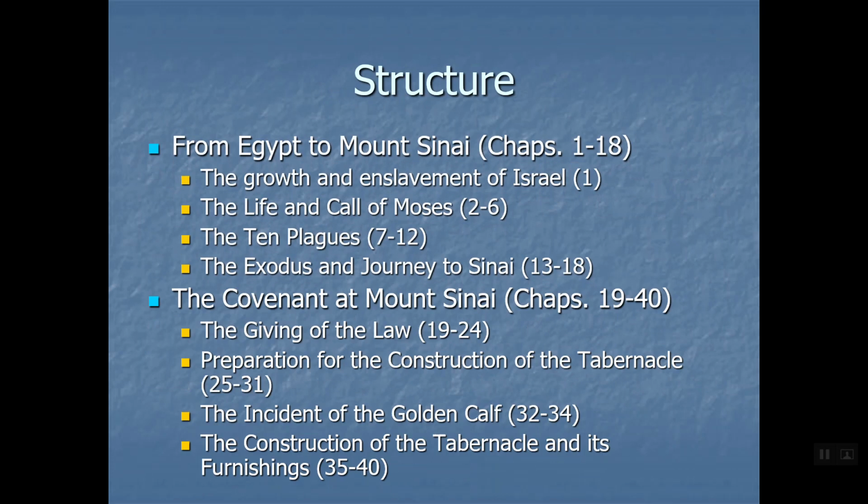God's entering into the covenant not with an individual, but with the whole nation. He's laying out what he promises to do for them as their God and what their obligations are to him as his people. So 19 through 24 is a very key part of Israel's history. Then in 25 to 31, we have preparations for the construction of the tabernacle. A lot of the book of Exodus deals with that.